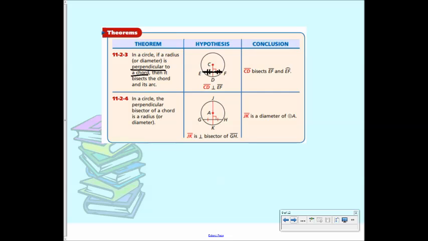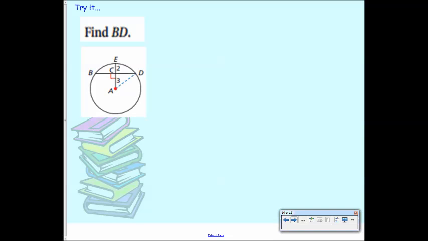And what we'll use that for is to find missing pieces by using the Pythagorean theorem. So take a look at this one. I want to find BD. So I know AE. I know that EC is how much? 2. And CA is how much? 3. So that means the whole thing is 5. This is a radius, right? Yes. So from the center to any point is going to be 5, which means this dotted blue line is also 5. So now what shape do I have right here?